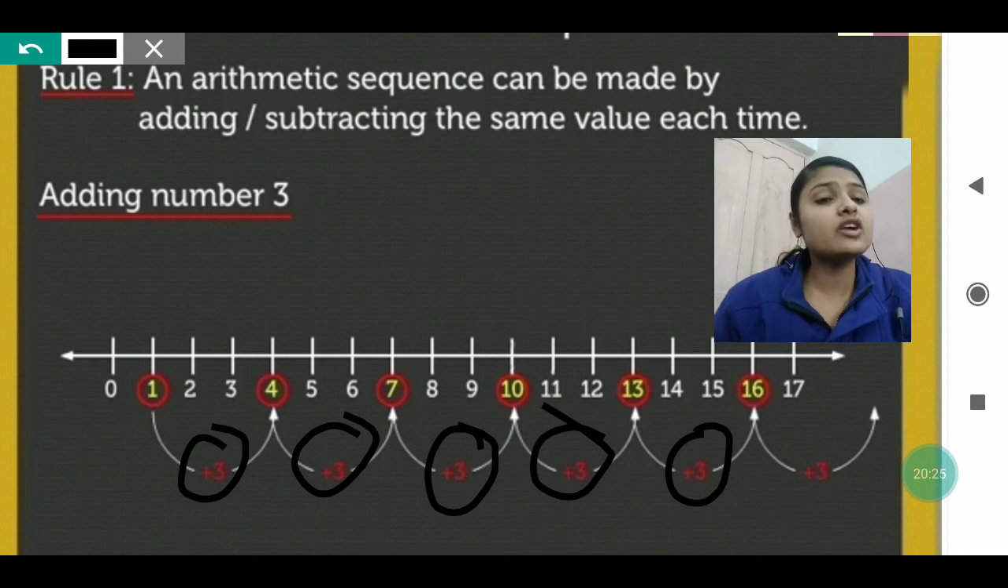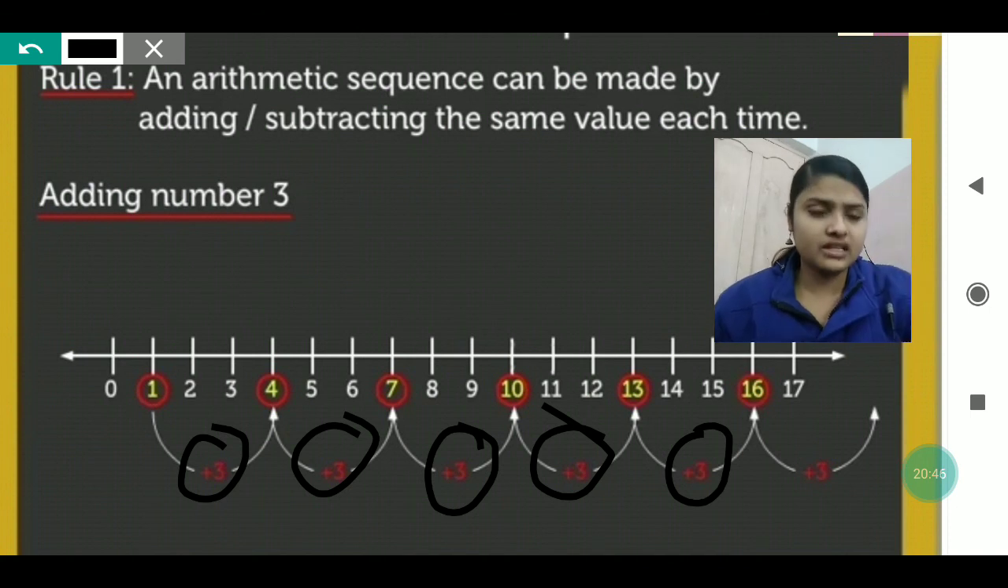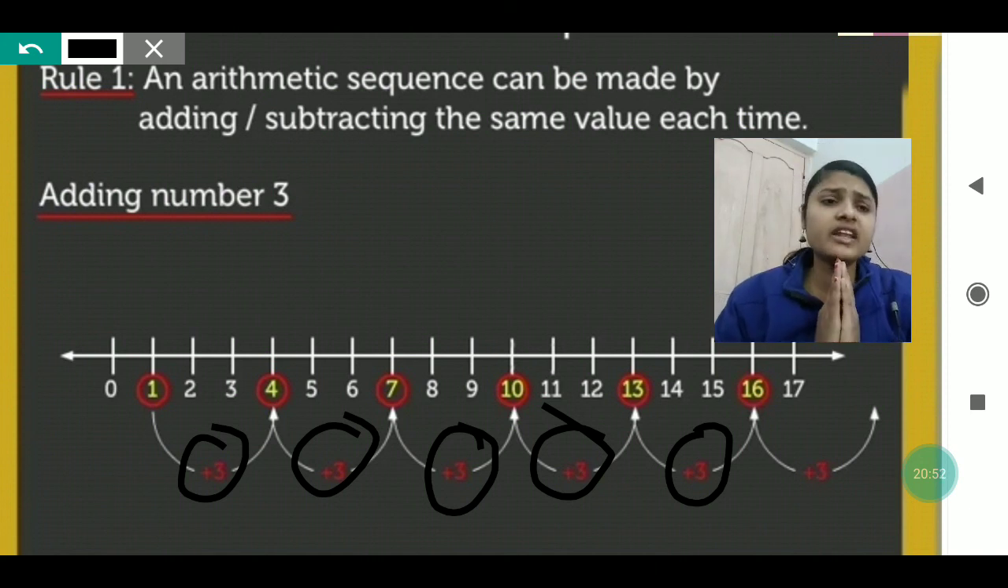So here the pattern of addition we are following, and every time we are adding the same digit. It's not like one time we have added 4, then we have added 5, then we have added 6. In increasing order we are not going. In the sum of the question maybe you will get that also, that one time you have to add 4, then again you have to add 5, then again you have to add 6. Pattern can be given in any way.